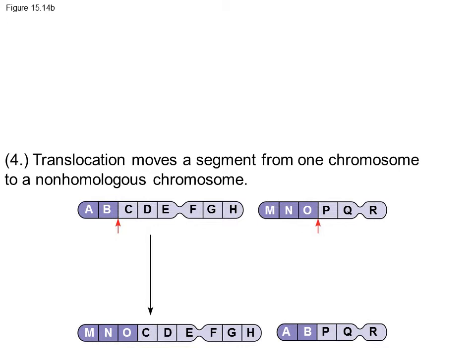The fourth one is translocation. Translocation moves a segment from one chromosome to a non-homologous chromosome. Notice in this image, the genes A and B are going to be taken off of chromosome 1 and put onto chromosome 15. And chromosome 15 has gene M and O. Those genes are going to be translocated to chromosome 1.